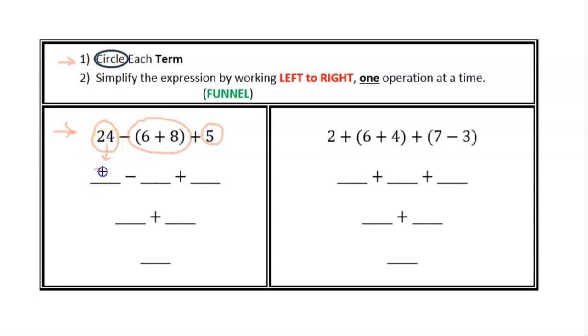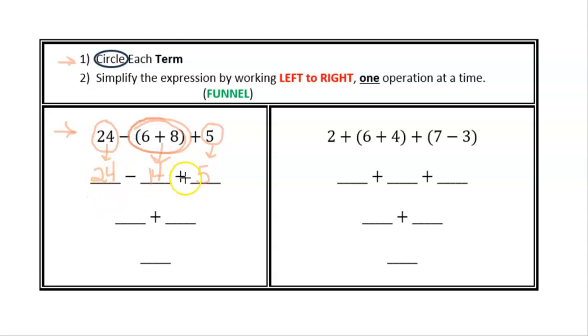24 is just a number. There's nothing I can do more to make that any simpler. The group 6 plus 8 is 14. So that term turned into the number 14, and 5 remains itself. There's nothing to do. So we only had this parentheses to clean up here, so we're good to go.